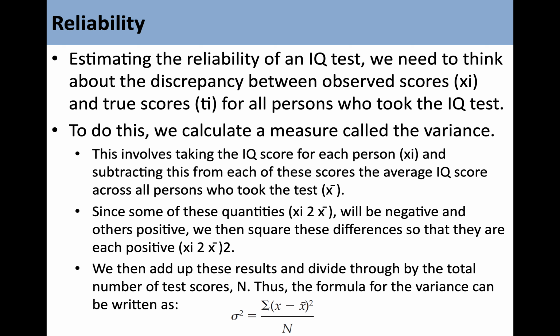We then add up these results and divide by the total number of test scores, n. So if we were looking at 100 IQ tests, we get the mean for that IQ test. We'd subtract it from the results of each individual. That means we're going to have 100 numbers. Some of them will be positive and some of them will be negative. We will square all of those numbers and then we will divide by n, the number, and the number, of course, is 100. Thus, the formula for the variance can be written like that.